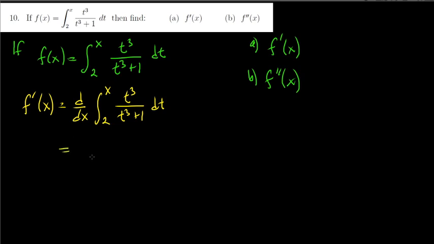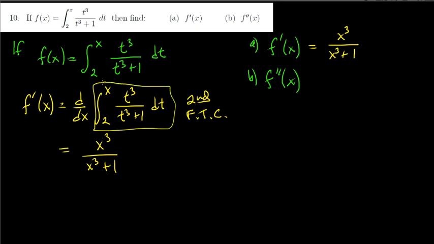Instead, we're just going to use the second fundamental theorem of calculus, which just says that the derivative of the integral just cancels out, and you just get the original function, x cubed over x cubed plus 1. And that's it. Very easy if you know the second fundamental theorem of calculus, very difficult if you don't. If you try to do this by first evaluating this integral and then taking the derivative of that, you're going to pull your hair out because it's a very hard integral to do.